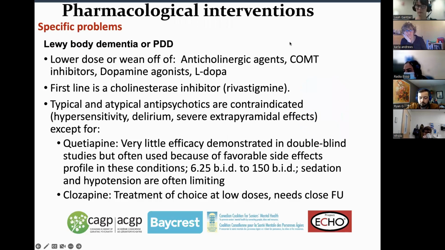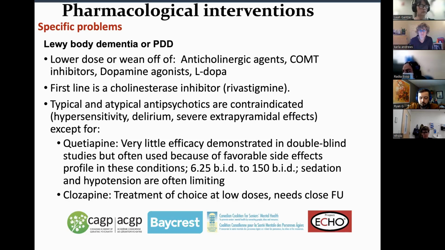In Lewy body dementia or Parkinson's disease dementia, the first line of thought should be to try to lower the dose or wean off other dopaminergic medication that could increase BPSD or confusion. The first ones are anticholinergic agents, then COMT inhibitors, dopamine agonists, to stay only with the L-DOPA, and try to minimize the dose to a difficult equilibrium between mobility and psychiatric symptoms.